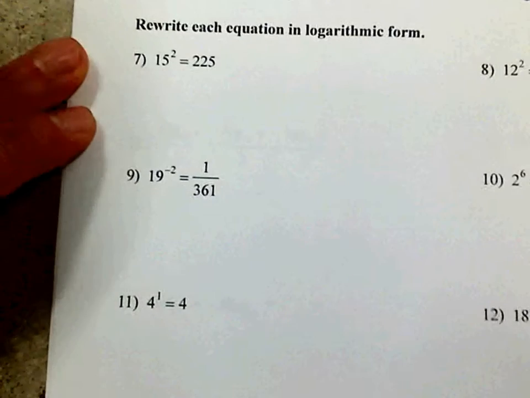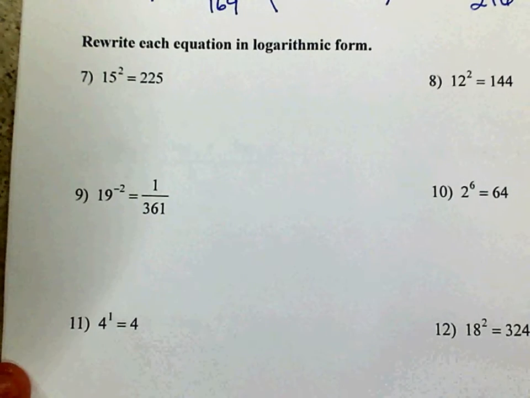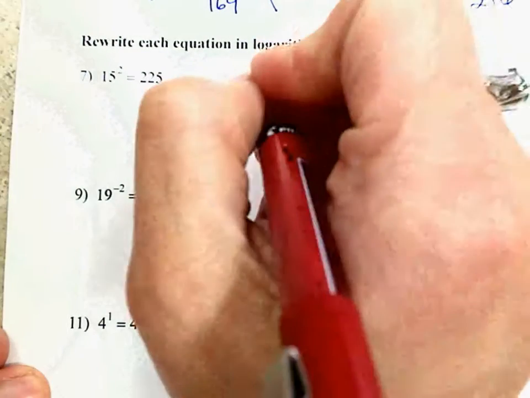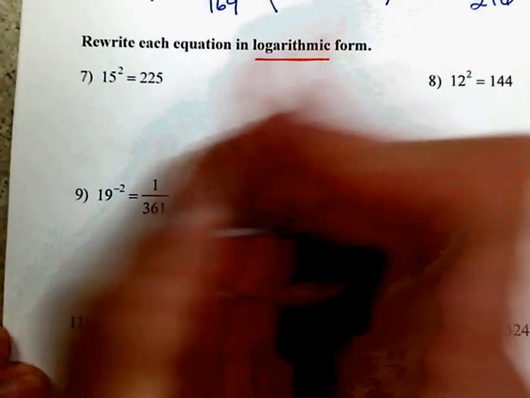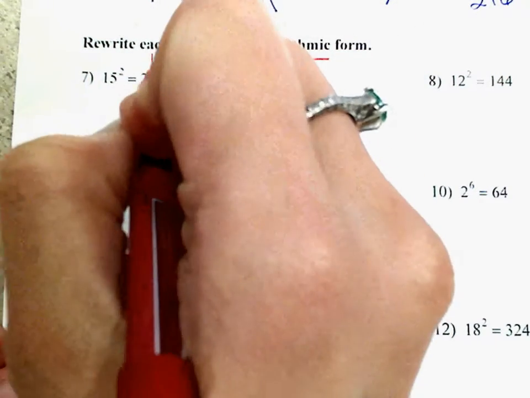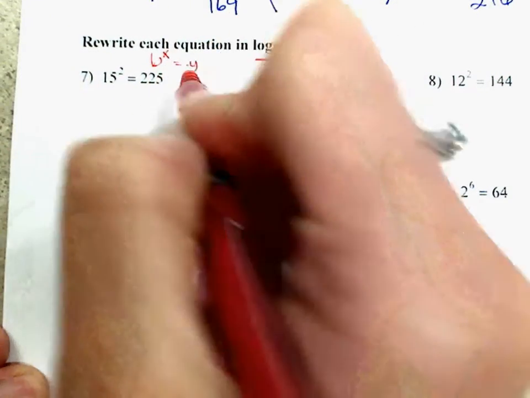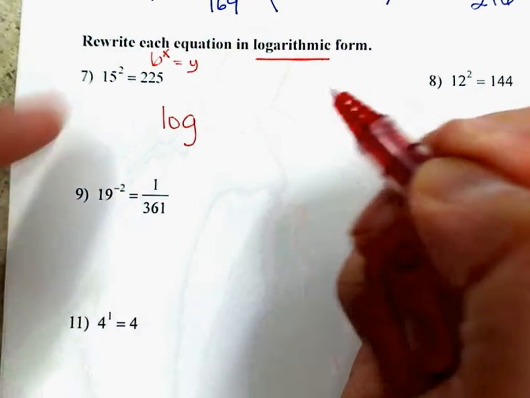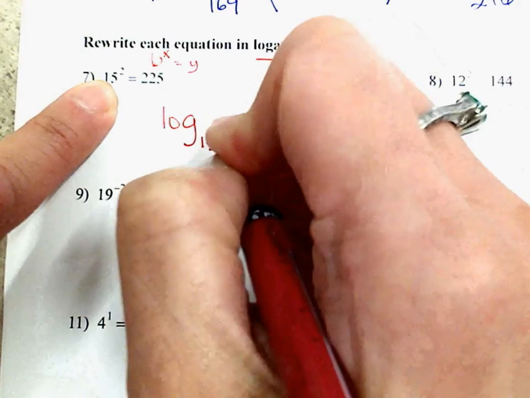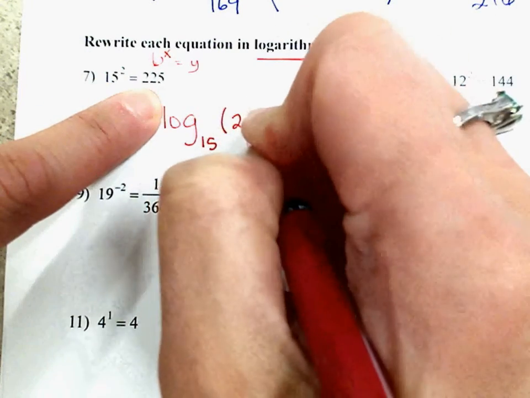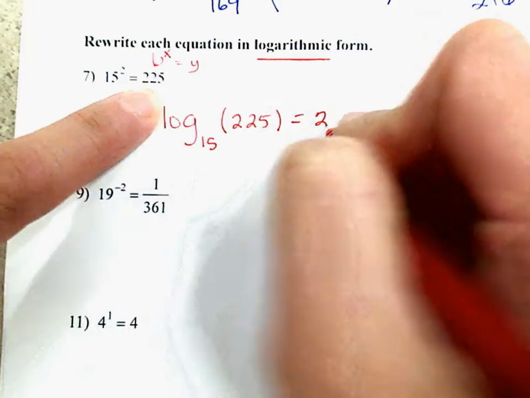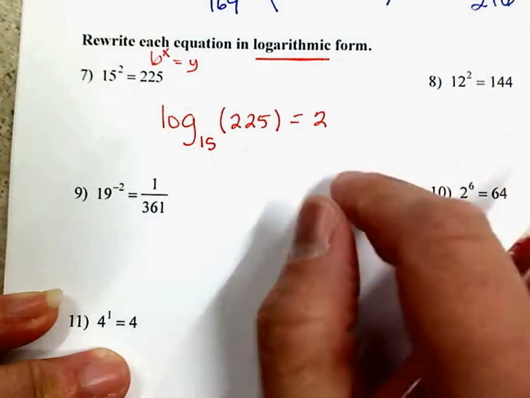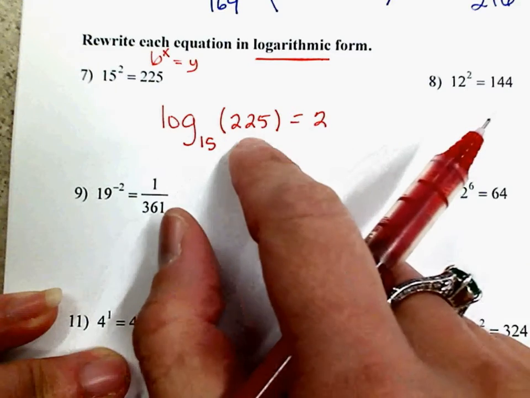Second part, let's look at this part. It says you're going to rewrite in logarithmic form, okay? Right now it is given to you as an exponent, b to the x is equal to y, so we're going to rewrite it as a log. So you write the word log. Base is 15 of 225 is equal to 2. 15 squared is 225. So the inverse of that would be log base 15 of 225 is equal to 2.